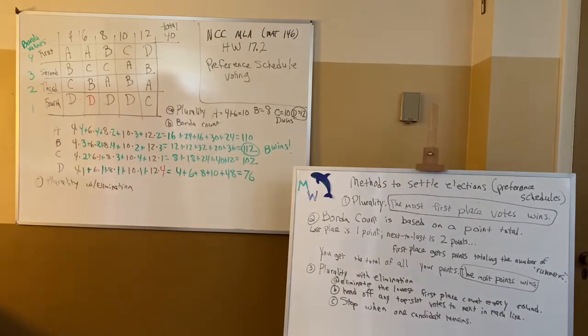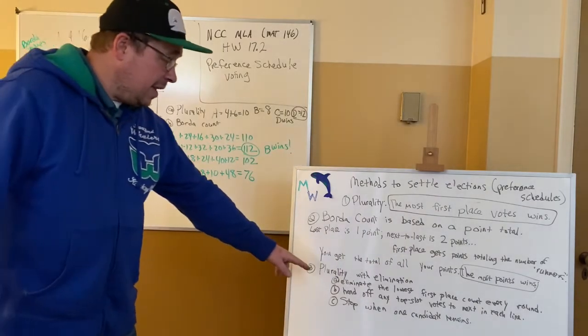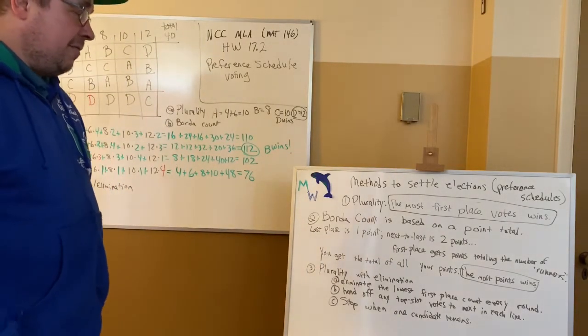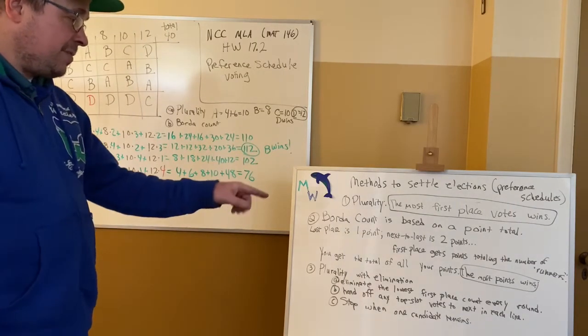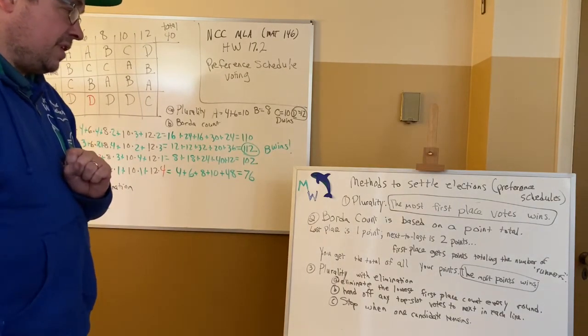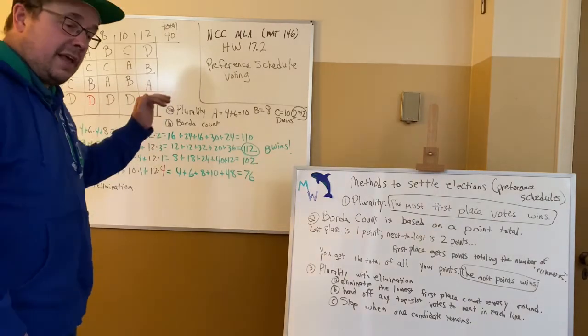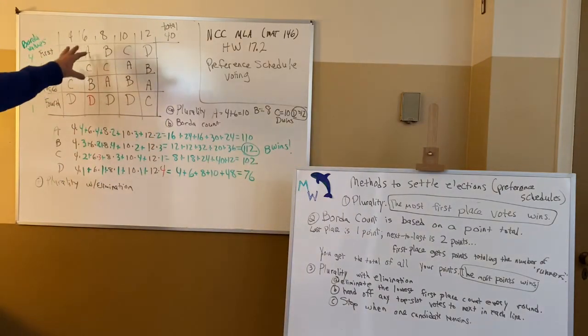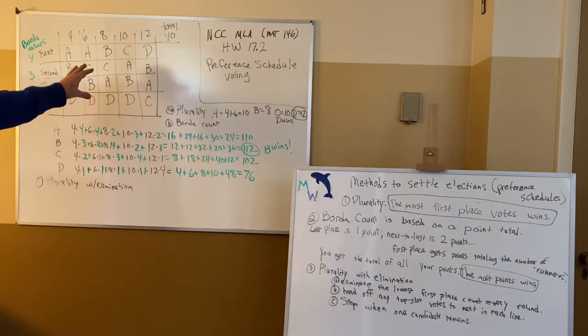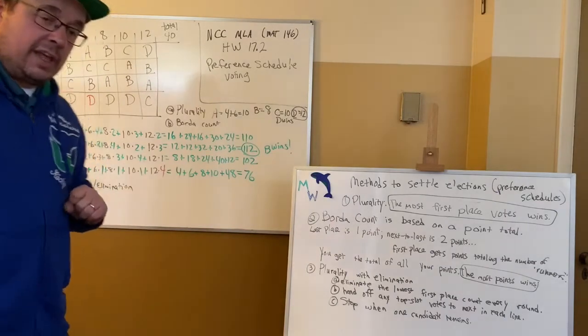Finally, plurality with elimination. This can be, and often is, the most confusing one for people. We're going to eliminate the lowest first place count every round and hand off any top slot votes to the next in line. So if you get eliminated as the top slot still in a column, your votes have to go somewhere else. They go to whomever is the highest ranking survivor in that list. And we stop when one candidate remains.